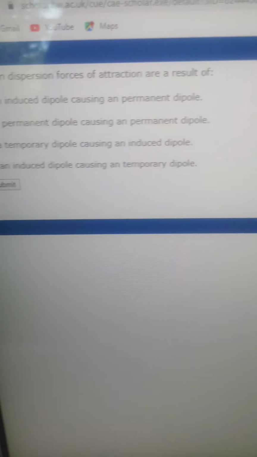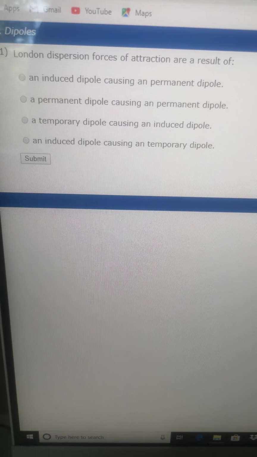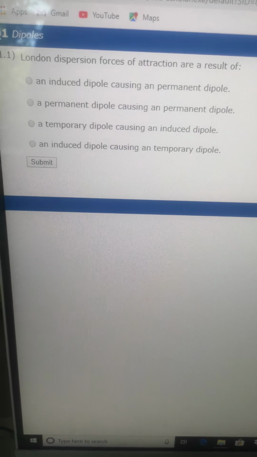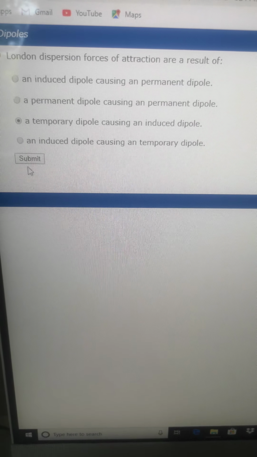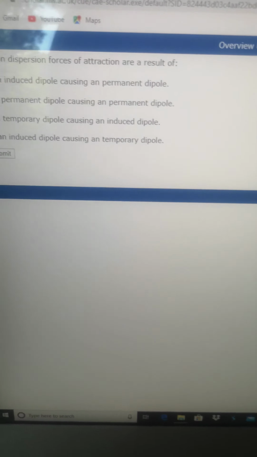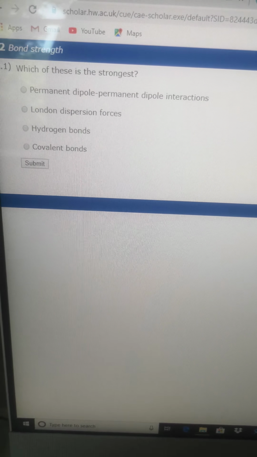So back to the question. They're a result of a temporary dipole causing an induced dipole. So, where are we? That one there. Okay, moving on to question 2. Which of these is the strongest?